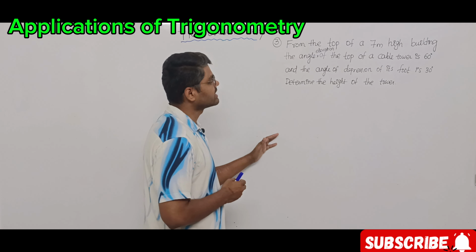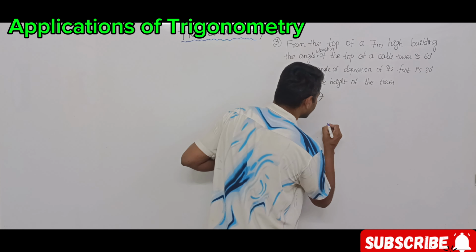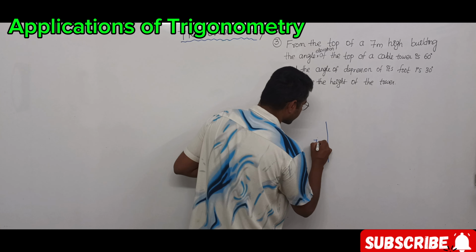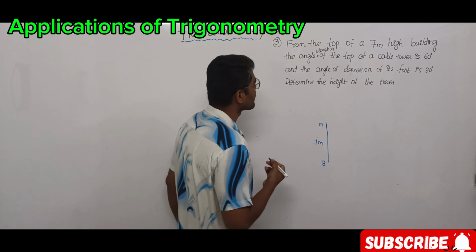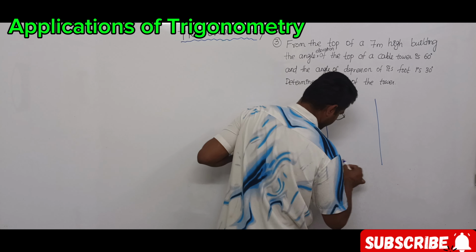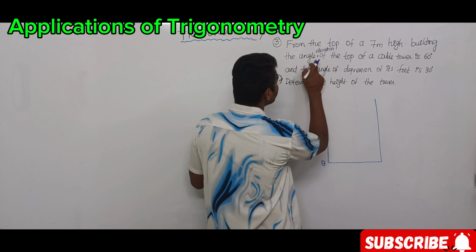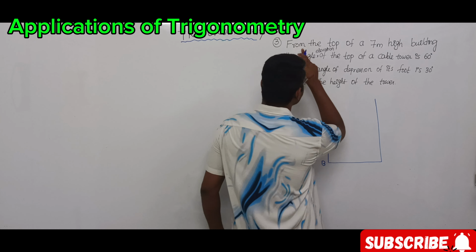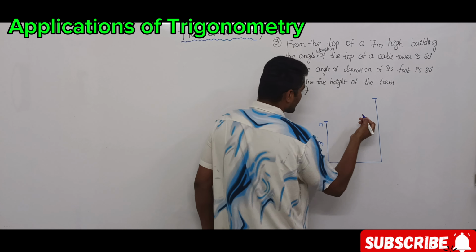Here, one building is there and a cable tower is there. This is the building, which is 7 meters high. Let it be AB. Here the tower is there. This is the ground. The angle of elevation of the top of the cable tower is 60 degrees, from the top of the building to the top of the tower.